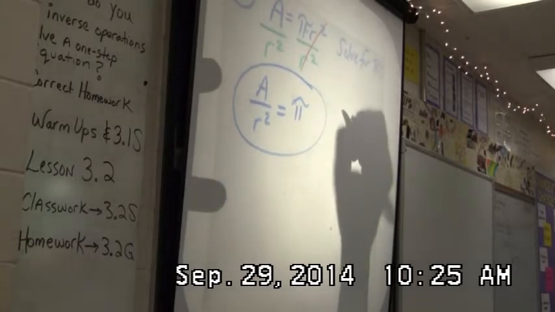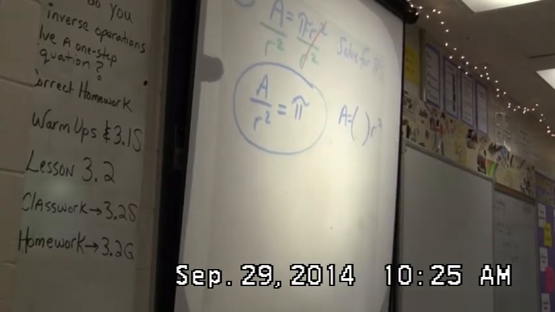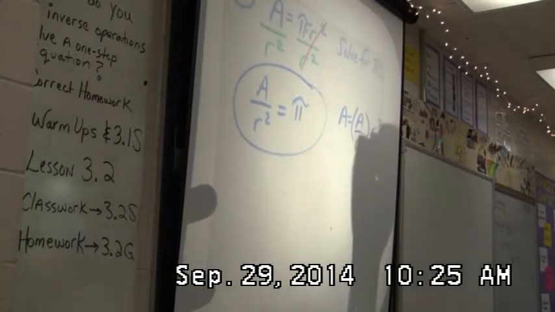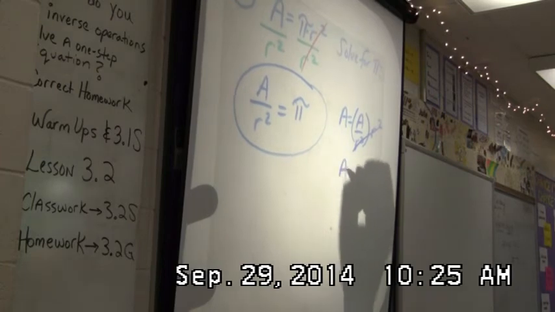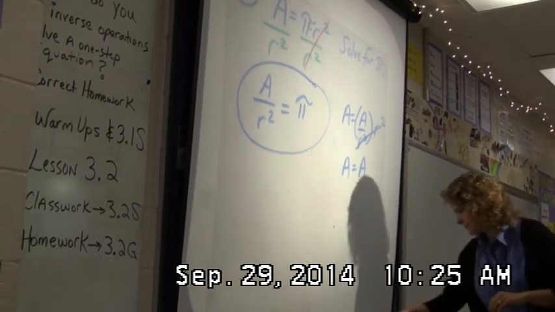All right, now for our check. A equals, we solved for pi, so I'm going to be replacing the pi. I'm replacing the pi with my answer, a over r squared. R squareds cross out, and we get a equals a. All right, tonight's homework. Here you go.